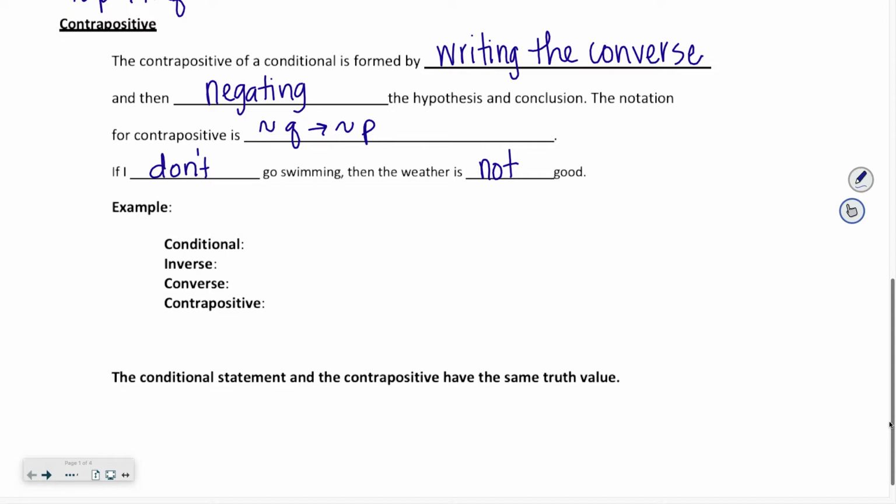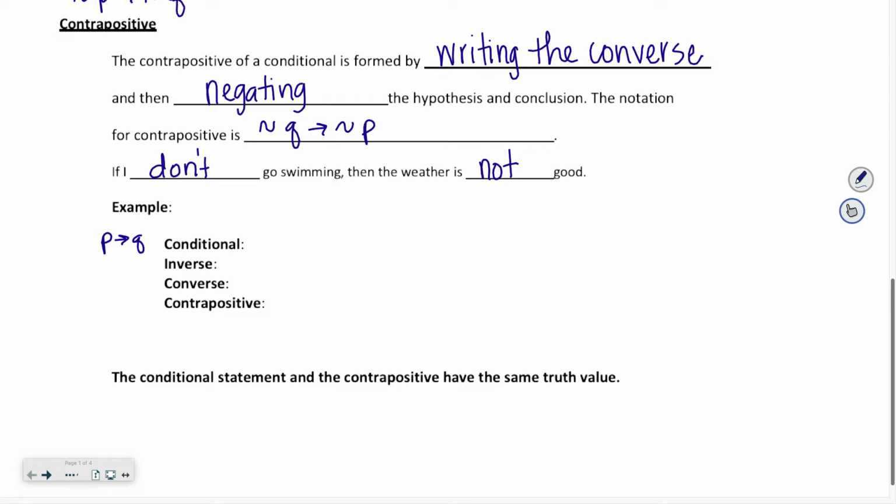Now, I want to write these out to the side, okay? So you'll have them all in one place. Because the very first question on your test is, I'm going to give you a conditional, and you're going to write the converse, inverse, and contrapositive. Now, these are not in the same order as they were in our notes, so I want to make sure we write them down. So your conditional is always going to be if P, then Q.